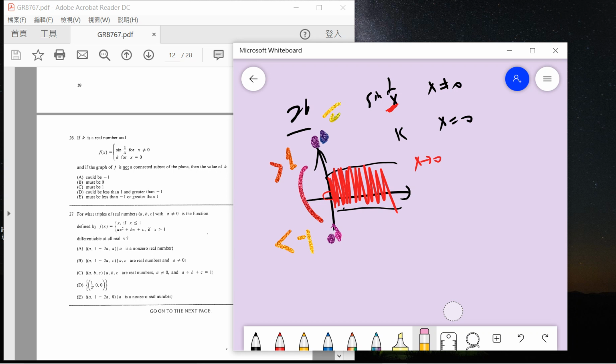Okay, 27. It gives you a triple (a, b, c), and let's say that when x is less than or equal to 1, the function f of x is defined to be x. When x is greater than 1, we define it as ax squared plus bx plus c, and we want f to be differentiable at x equals 1. Everywhere else it is already differentiable, so the only question point is x equals 1.